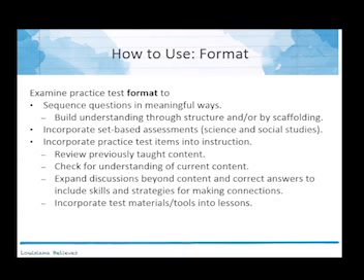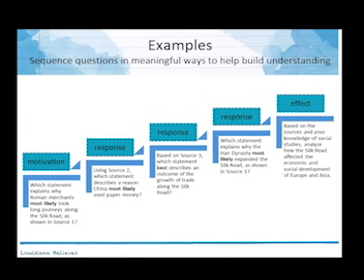And then incorporate practice test items into instruction. So you can use this to review previously taught content, check for understanding of current content, expand discussions beyond just what's in it and the correct answers to how did you solve this? What did you do? How did you figure out what the evidence piece to this was? And so include skills and strategies for making those connections, and then incorporating the test materials into the actual lessons.